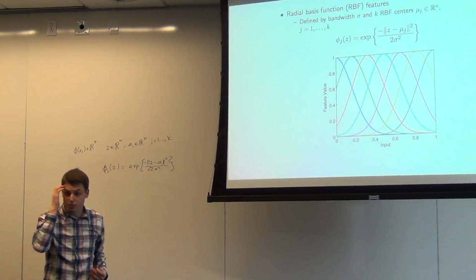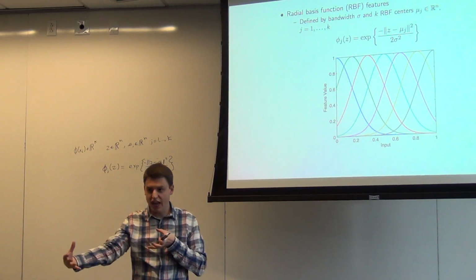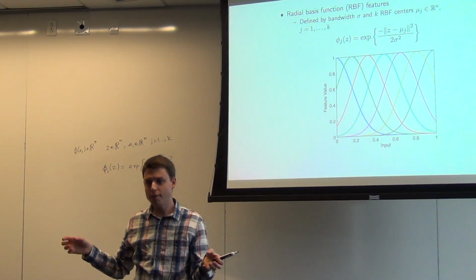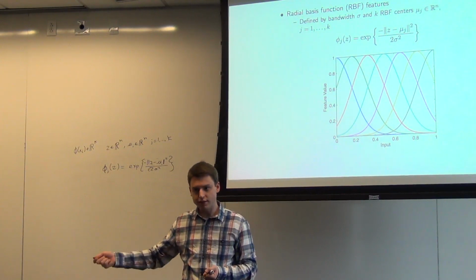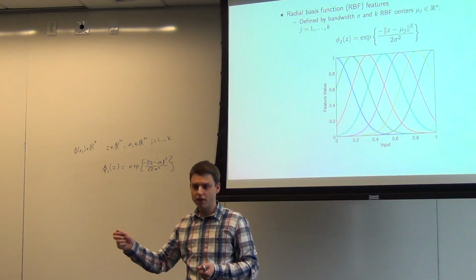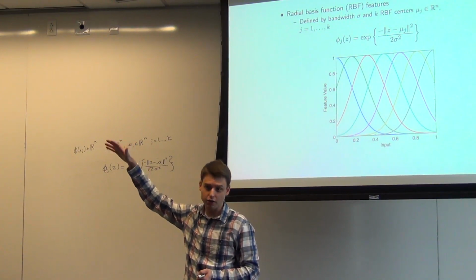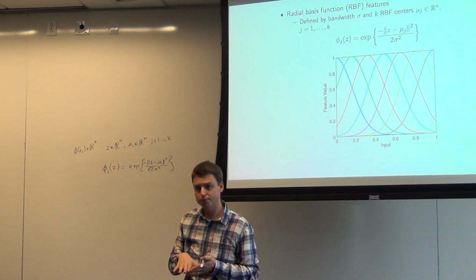So what you do, in some sense, is pick these k different centers around your data. And when your input is close to one center, that particular feature will have a high value, and the ones that are further away will have low value.